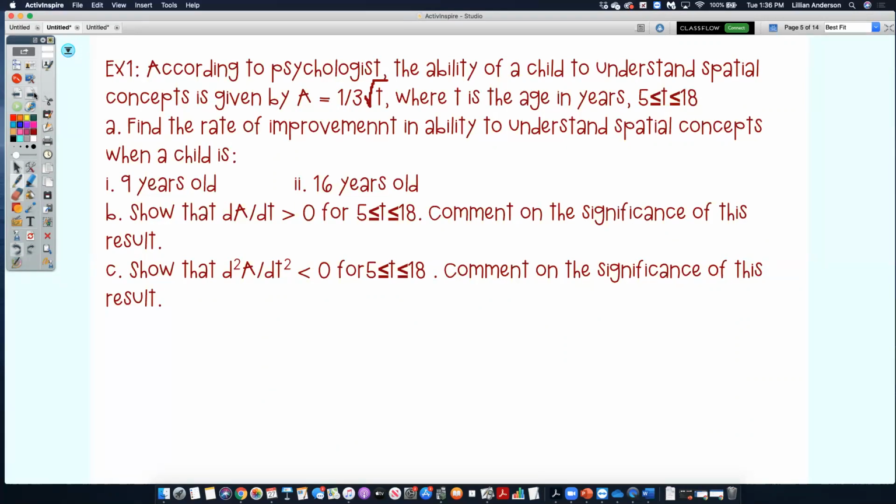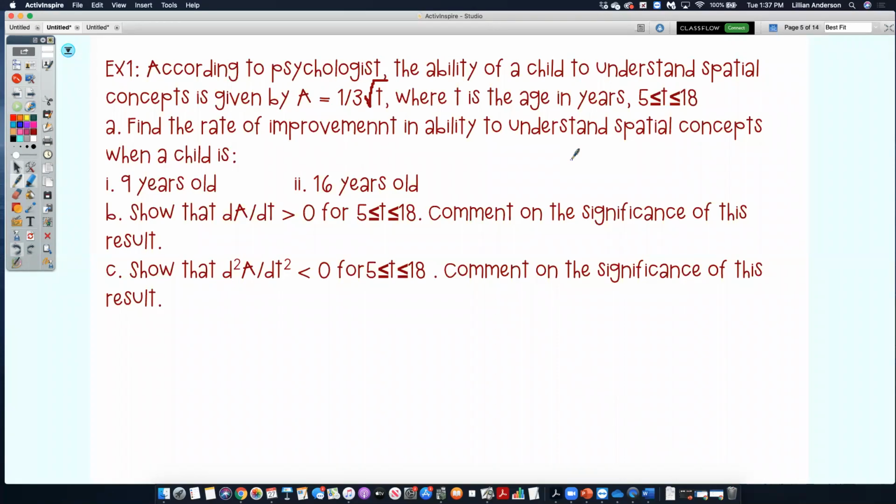So we have an example here. We're going to do 3 rates of change examples, and then we'll apply that to optimization. According to a psychologist, the ability of a child to understand spatial concepts is given by the equation A equals 1/3 square root of t, where t is the age in years and t is bounded between 5 years and 18 years. You're asked to find the rate of improvement in ability to understand spatial concepts when a child is 9 years old and when a child is 16 years old.